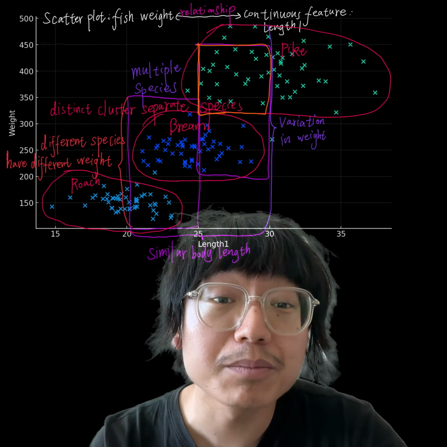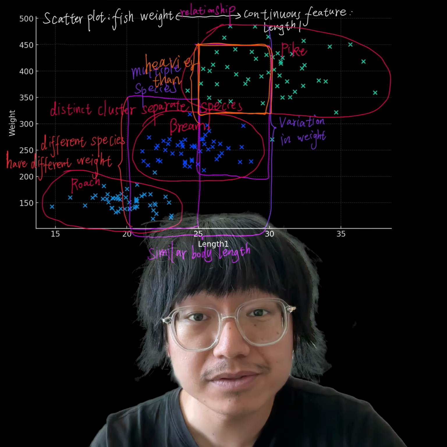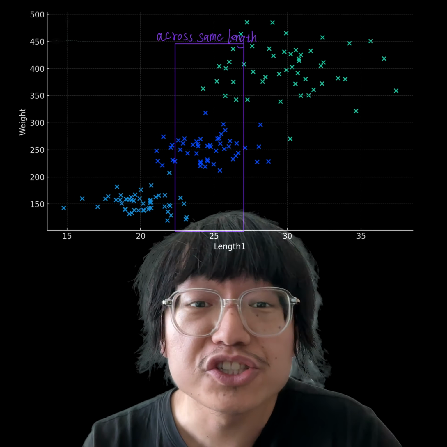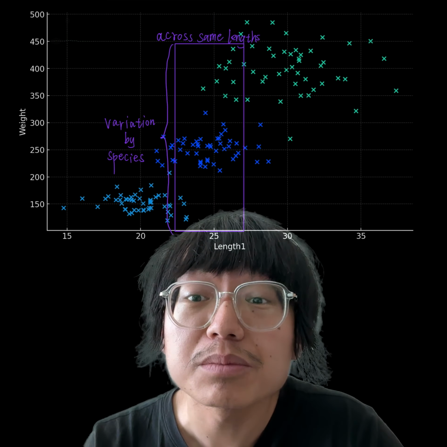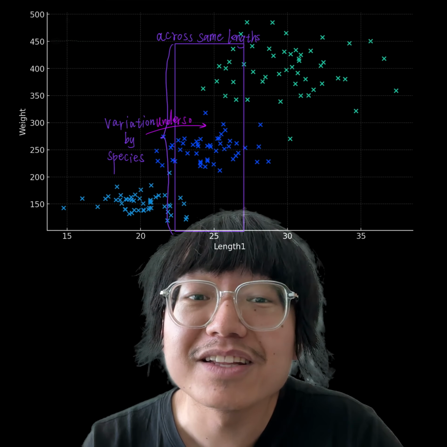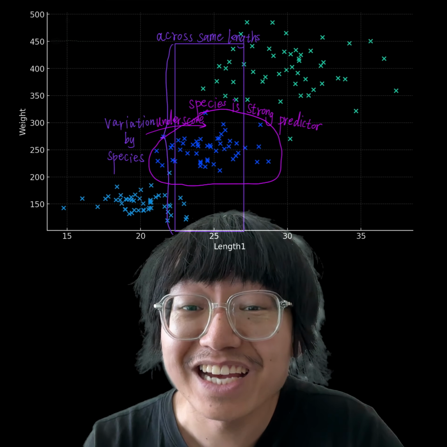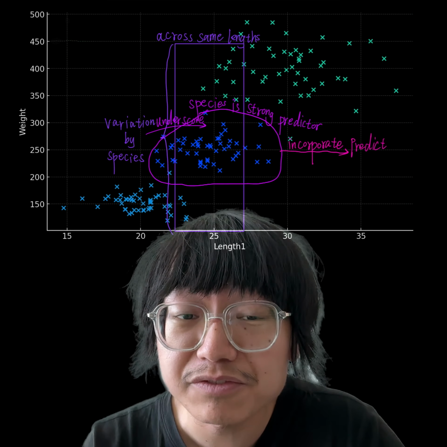So for example, the pikes tend to be heavier than roaches and breams. The weight distribution across the same lengths shows significant variance by species, underscoring that species is a strong predictor of weight, and incorporating species into the predictive model would likely enhance its accuracy just by accounting for these inherent differences.